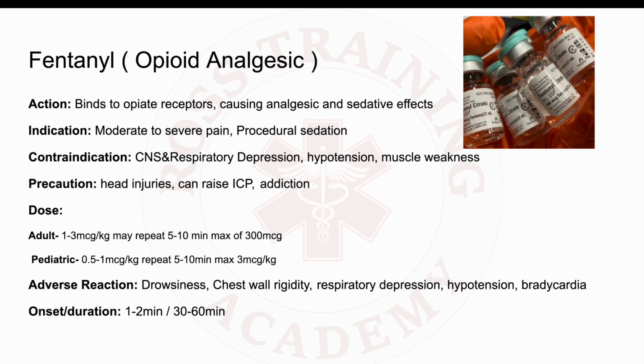The dose for an adult is going to be 1 to 3 micrograms per kilogram, may repeat in 5 to 10 minutes for a max of 300 micrograms. Then for the pediatric, 0.5 to 1 microgram per kilogram, can repeat in 5 to 10 minutes for a max of 3 micrograms per kilogram. Adverse reactions: drowsiness, chest wall rigidity, respiratory depression, hypotension, and then bradycardia. You're going to have an onset of about 1 to 2 minutes and then a duration of 30 to 60 minutes.